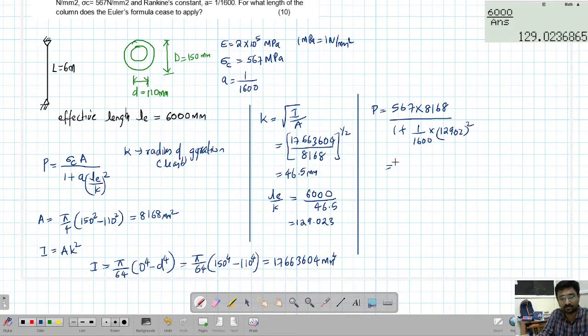Okay, so we'll just solve this. First I will find the square of LE by K, then divide by 1600. That gives me 10.4. Plus 1 will give me the denominator, so 11.4 is the denominator. So we know that it is 567 times 8168 divided by the answer, which gives me 406092 Newton. Okay, or nothing but 406 kilonewton.